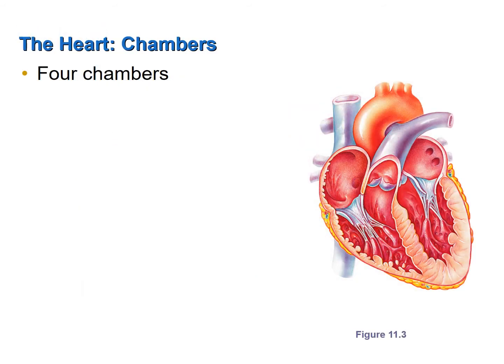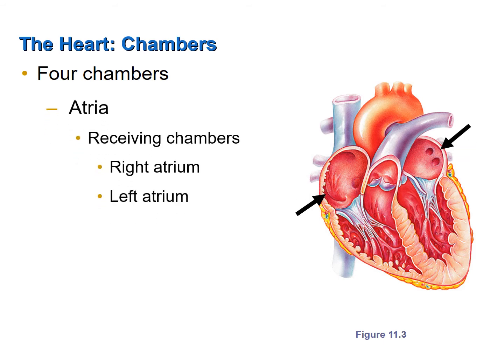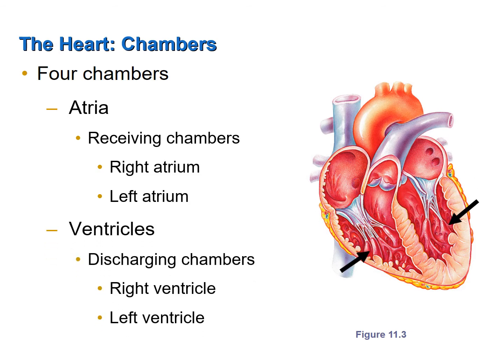The human heart consists of 4 chambers. The upper chambers are called the atria. The atria are receiving chambers. They don't actually pump blood through the body. Instead, they receive blood returning to the heart through veins, and then they move that blood into the lower chambers, which are called the ventricles.